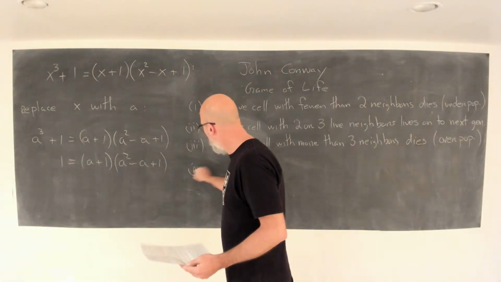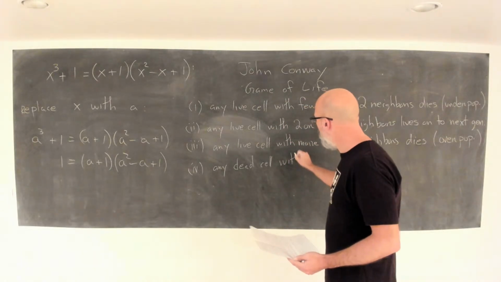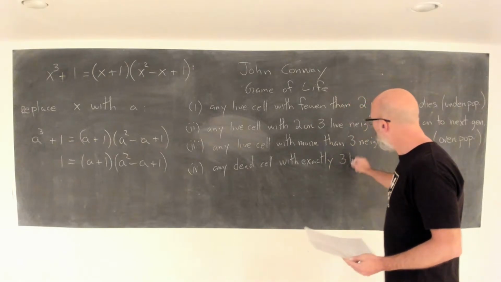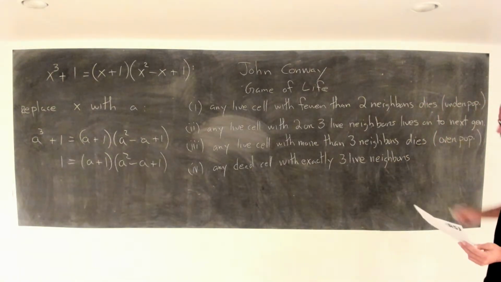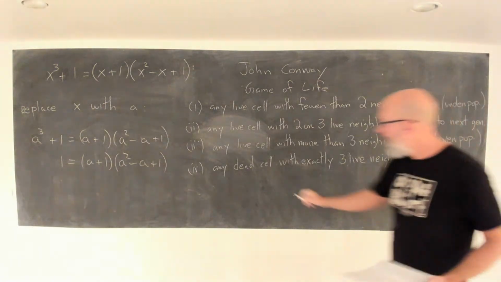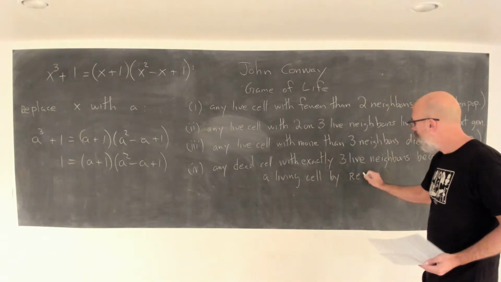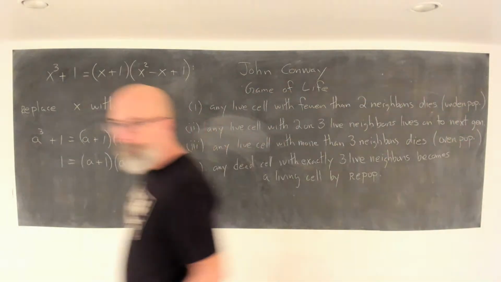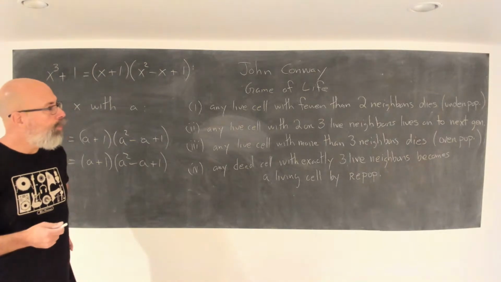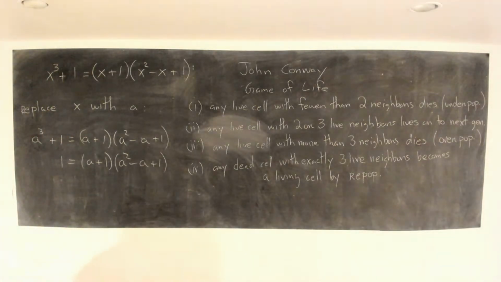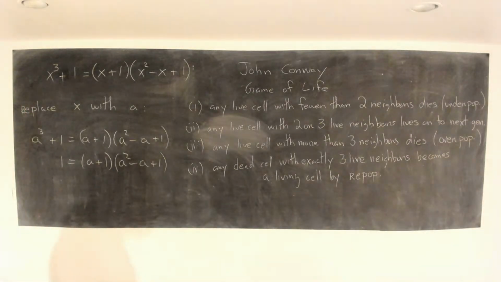And lastly, any dead cell with exactly 3 live neighbors becomes a living cell by repopulation. So with just these 4 rules, you start with an initial pattern known as a seed, and you see how life develops.